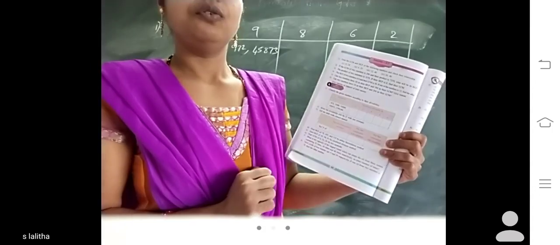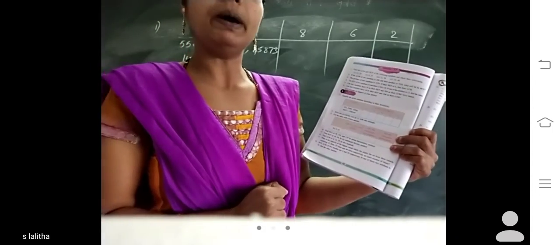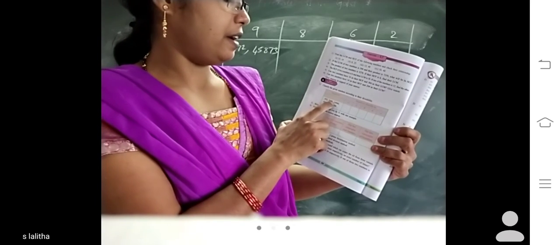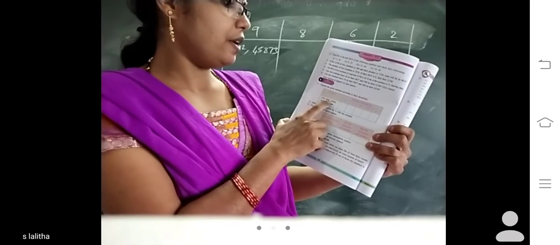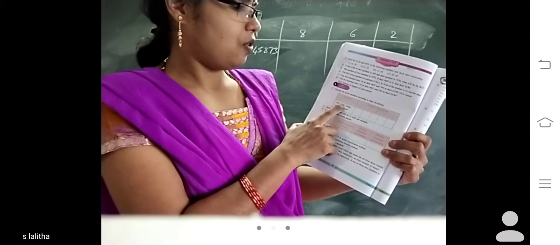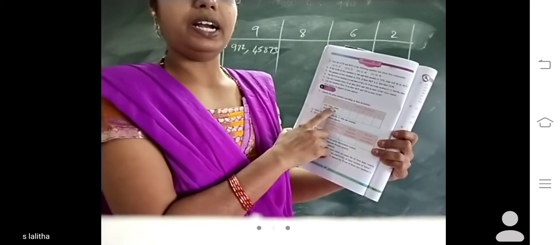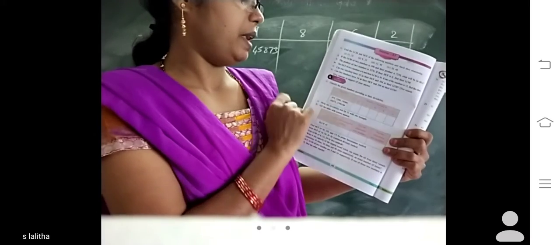5500. Is 5500 divisible by 8 or not? Check the last 3 digits, 500. Is 500 divisible by 8 or not? 8 fives are 40. 8 sixes are 48. 2 is remaining, 20. So 20 is not divisible by 8. So it is not divisible by 8.